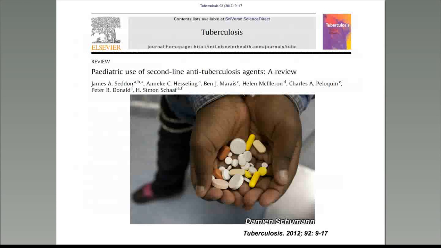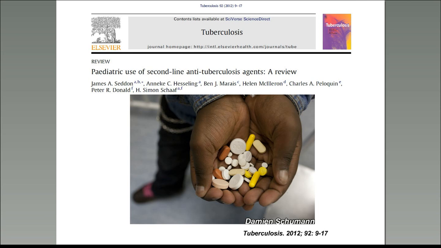If you're taking care of children with MDR-TB, this picture may look familiar to you. This is a single day's dose of medications for a child with MDR-TB and HIV. Just to remind you about the really high pill burden and all the different drugs that children are having to take on a daily basis.